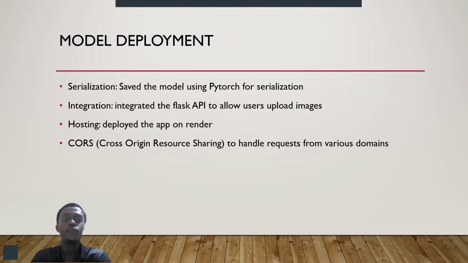Then it came to the part of deployment using the saved model. Of course, we applied PyTorch, and we had to come up with a serialization for the saved model. Then we had to integrate Flask API, as I earlier said, just to have a user interface that will allow the users to upload images. And then we hosted the app on Render.